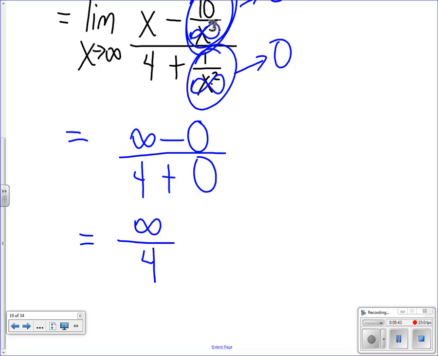Since infinity just keeps going on and on, no matter how much you divide it by, you're still going to go on forever and up to positive infinity. So again, that would be problem 3R from the summer packet.